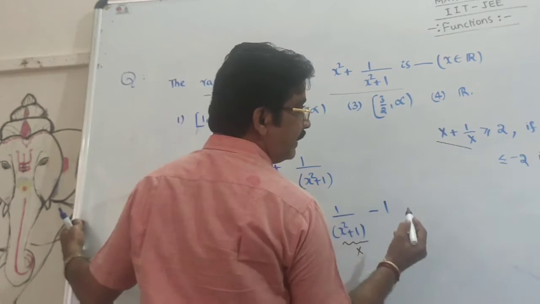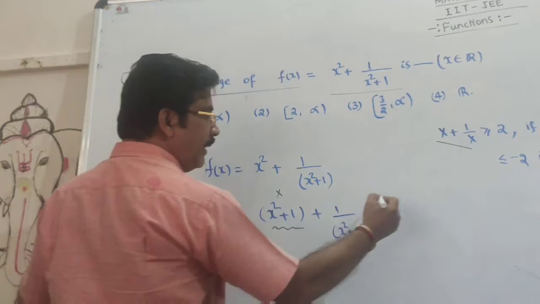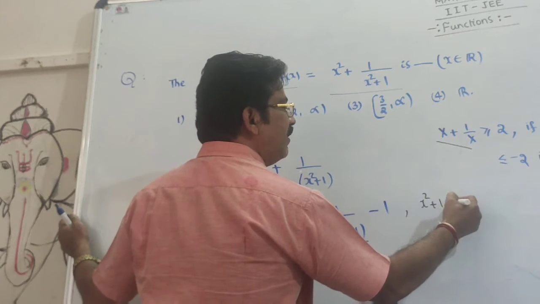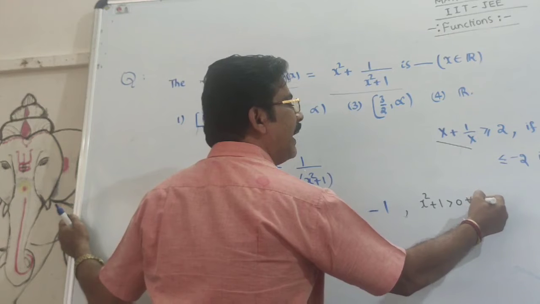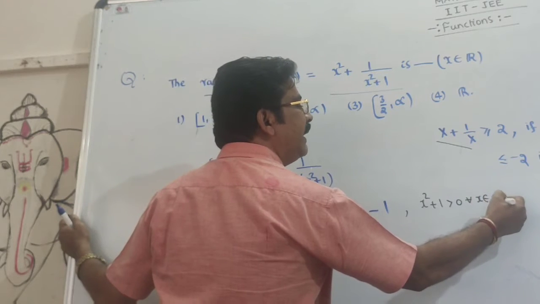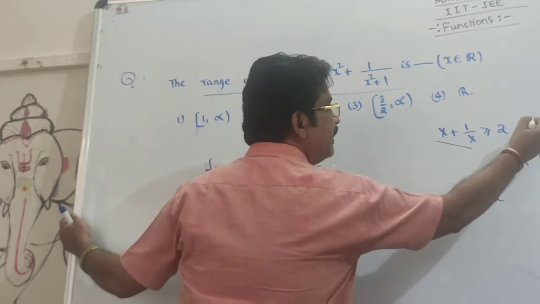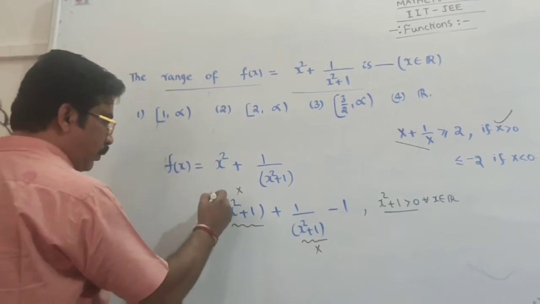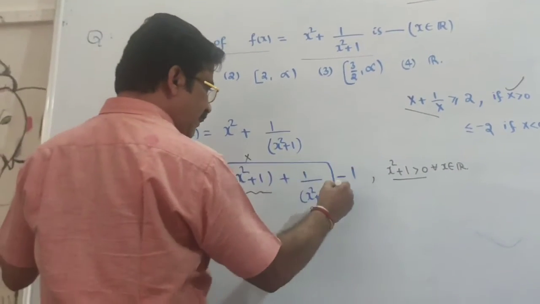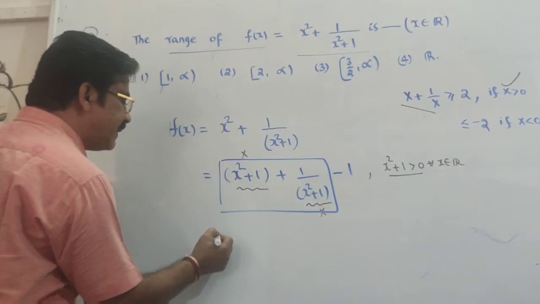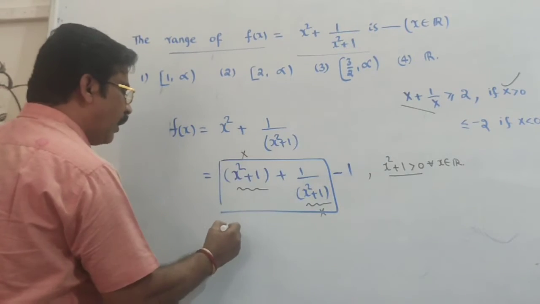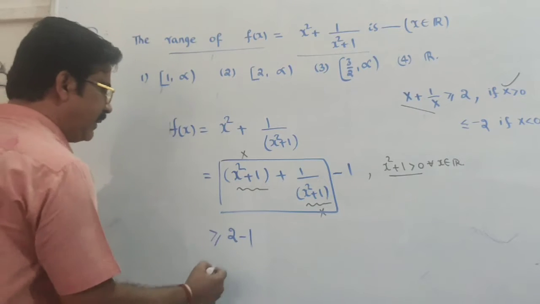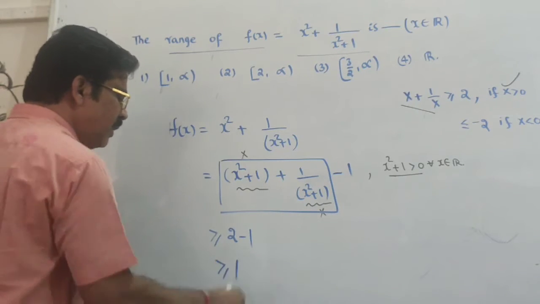And we see that x square plus 1 is always positive for all x belonging to any real number. Positive case means we have to follow this case. So therefore this value is greater than or equal to 2 according to that condition. Okay, next the remaining value minus 1. So it is greater than or equal to 1.